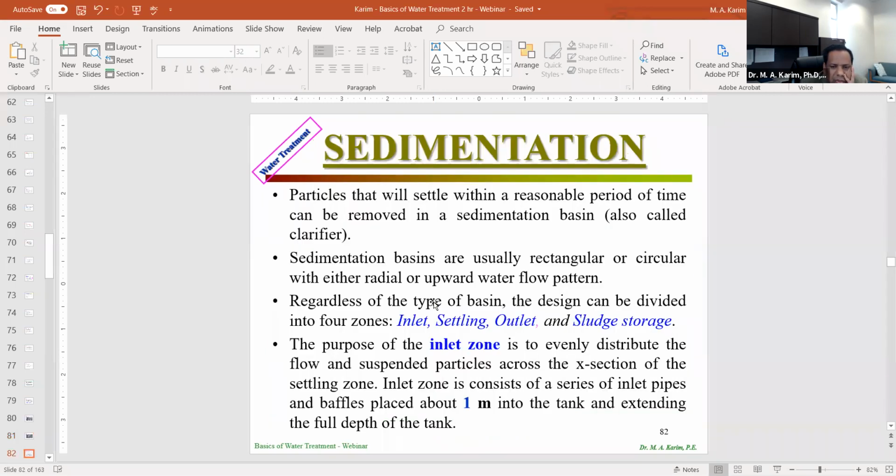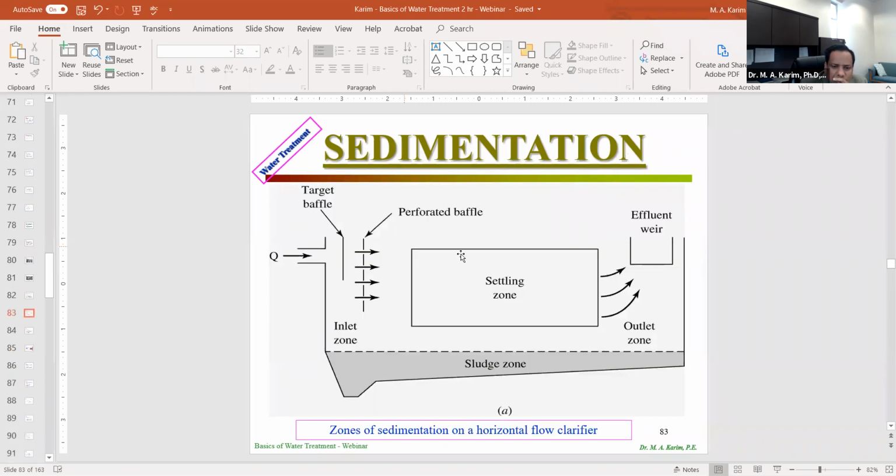Okay. So sedimentation, next one we'll do sedimentation, a little bit of description over here. Here's the way it works: water comes into the tank through the baffle, which spreads the flow. This is called the inlet zone. Water goes this way, and most of the settling happens, bigger stuff or even flocs settle here. Then from here, water goes out over the weir. This is called the outlet zone, this is the settling zone, and this is the inlet zone, right?